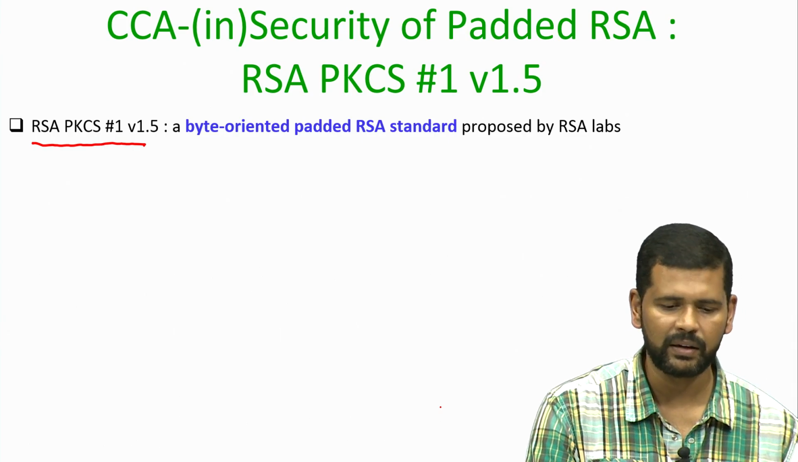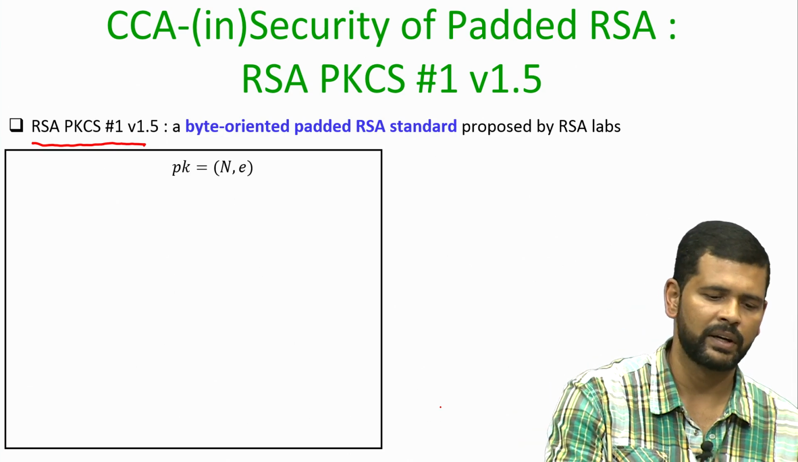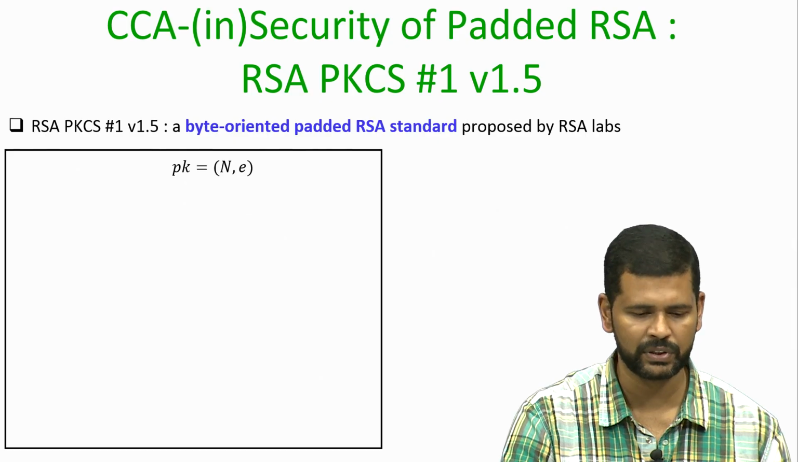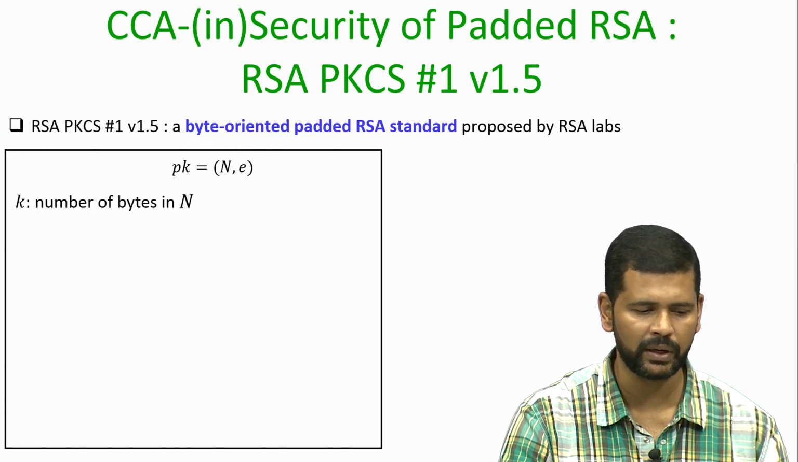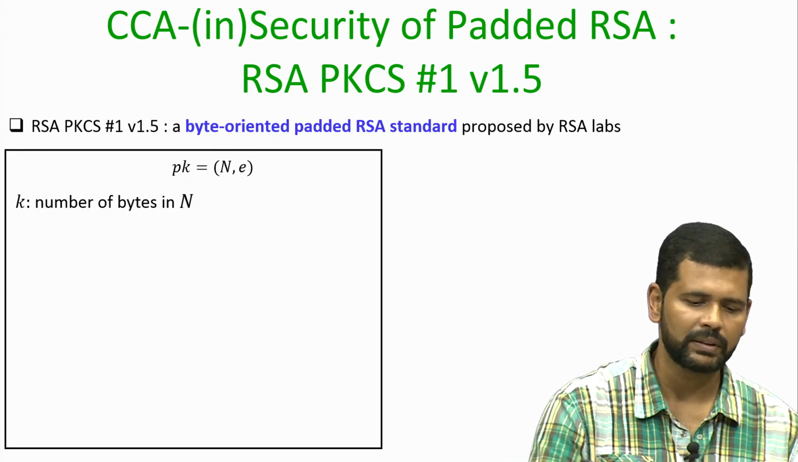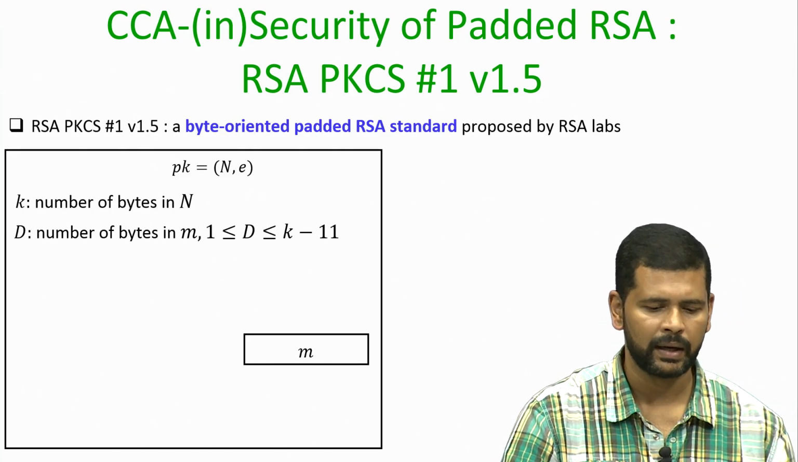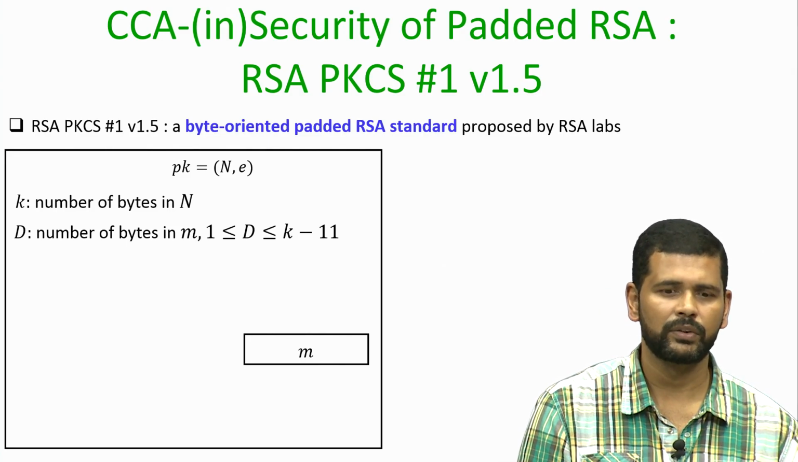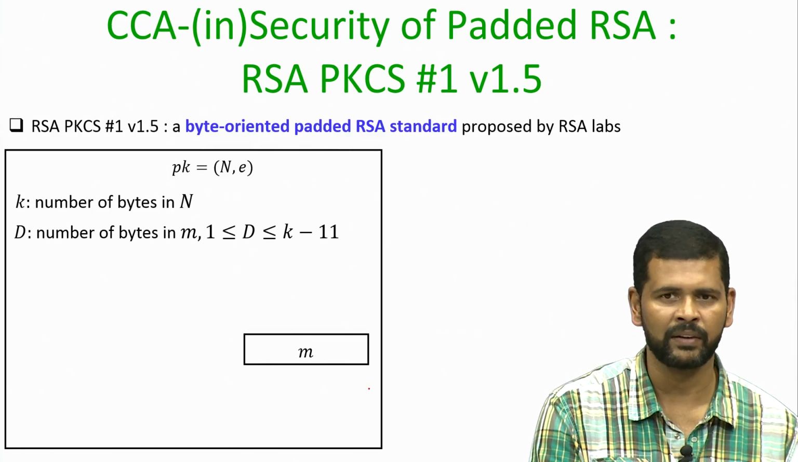So, the standard is a byte-oriented RSA standard, and everything is treated here in terms of bytes. What is available in this encryption standard is the public key of the receiver, which is the modulus and the public exponent, and imagine that the number of bytes in your modulus is little k, and imagine the sender's message is little m. The standard allows the sender's message to be anything in the range of 1 up to k minus 11 bytes.